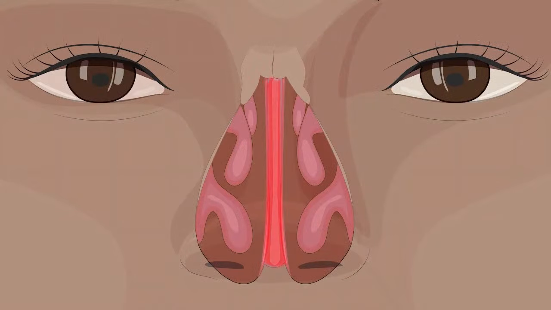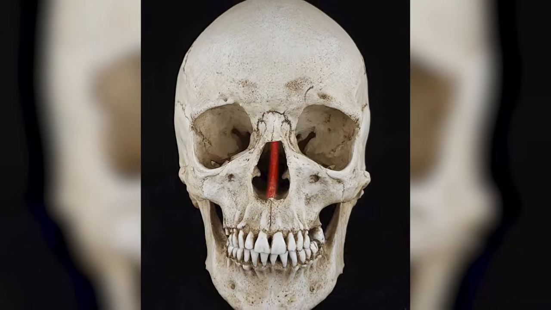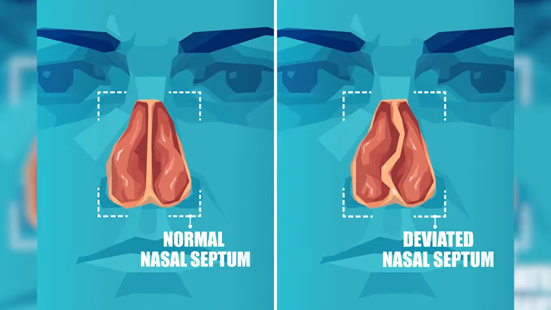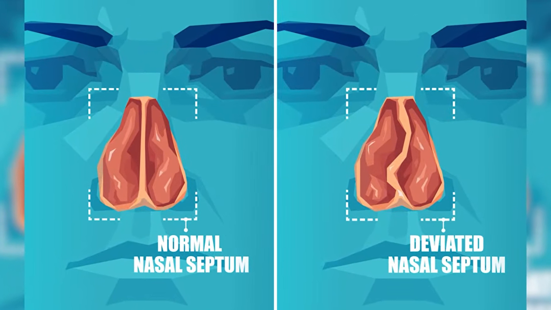Nasal septum. The nasal septum is the thin vertical wall that separates the left and right nasal cavities. It is made of both bone and cartilage. The front part of the septum is cartilage, which is soft and flexible, while the back part is made of bone and provides structural support. A properly positioned septum ensures that both sides of the nose receive equal airflow.